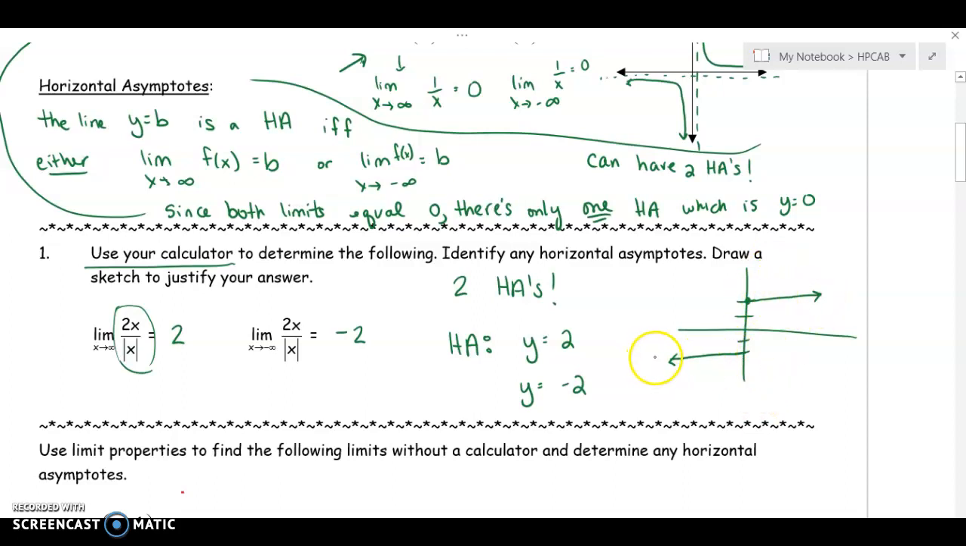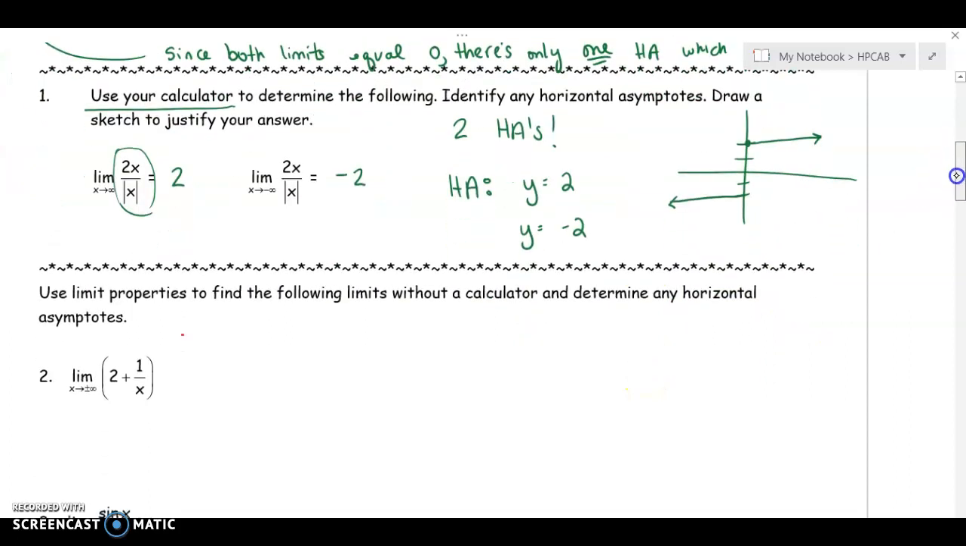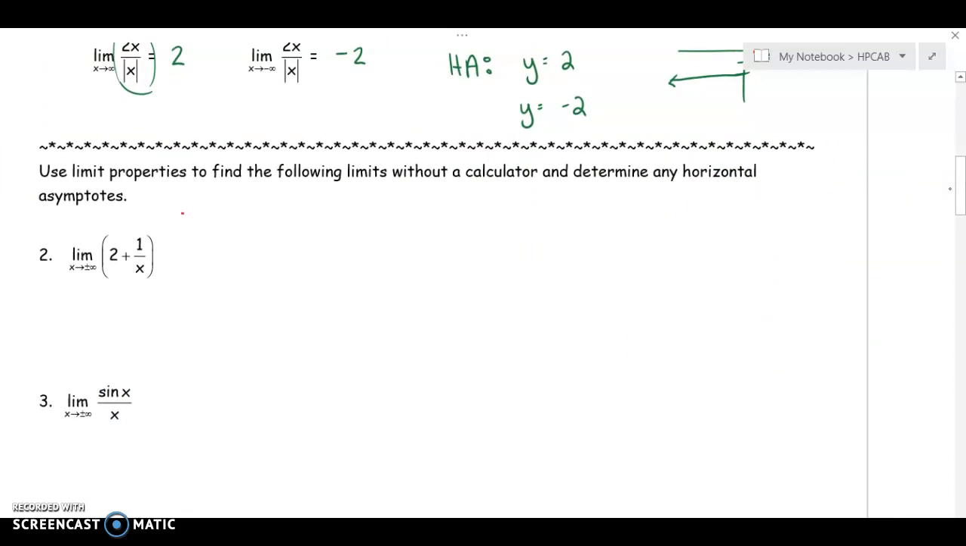It is possible for graphs to go through a horizontal asymptote. So this is an example of such a case. Okay, let's go to number 2. It says use limit properties to find the following limits without a calculator and determine any horizontal asymptotes.